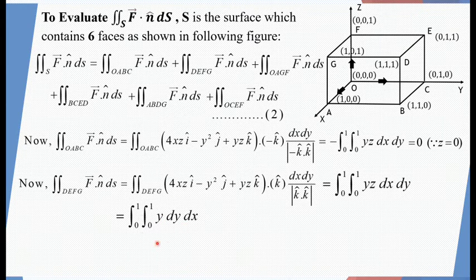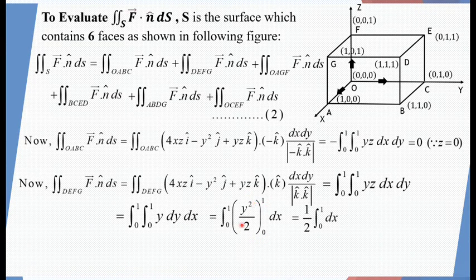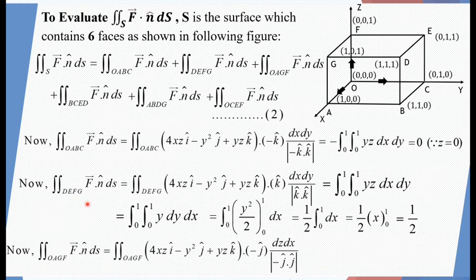So first we take the integral of y with respect to dy. The integral of y is y square by 2 under the limit 0 to 1. On putting the limit, it will be 1 by 2. Then the integral of dx is x, on putting the limit 0 to 1, so it will be 1 by 2. So this is the value for the second face DEFG. Now for the third face, OAGF.